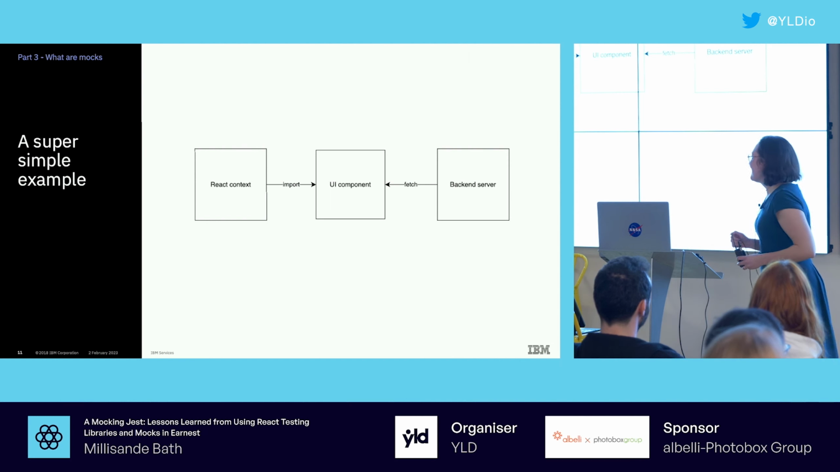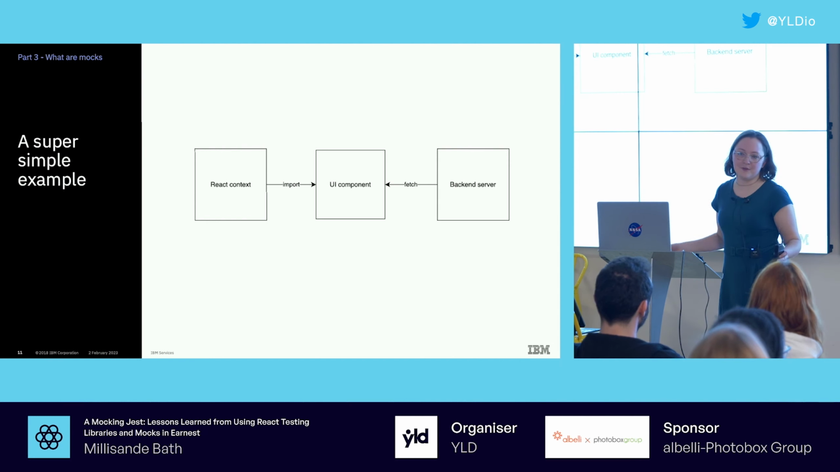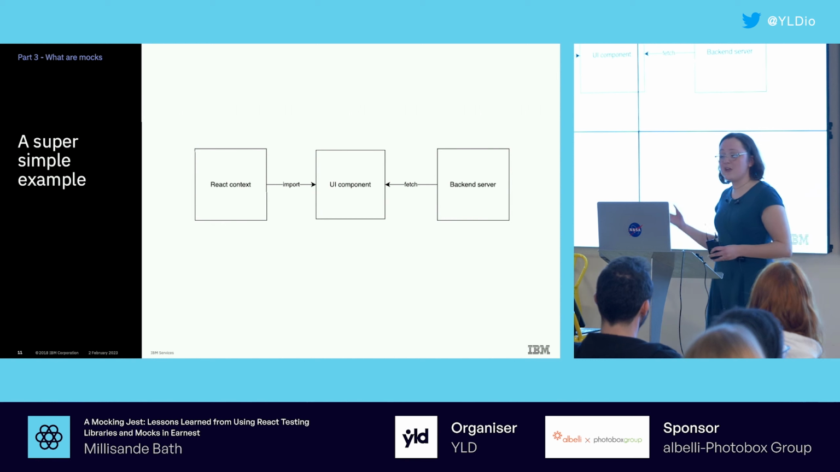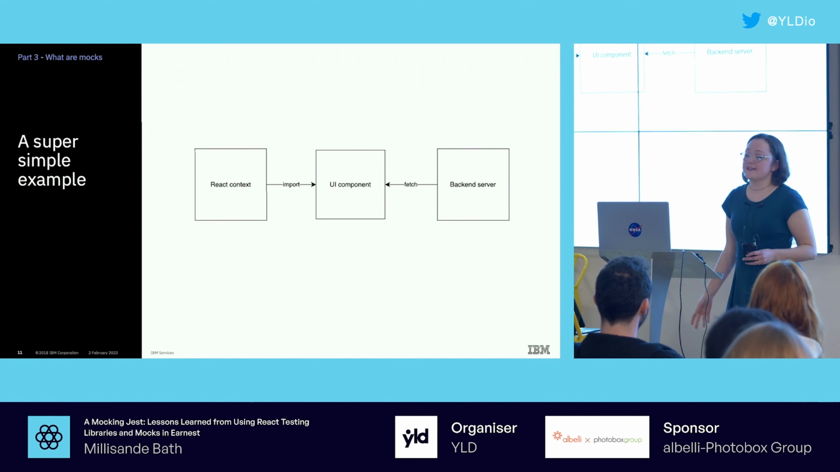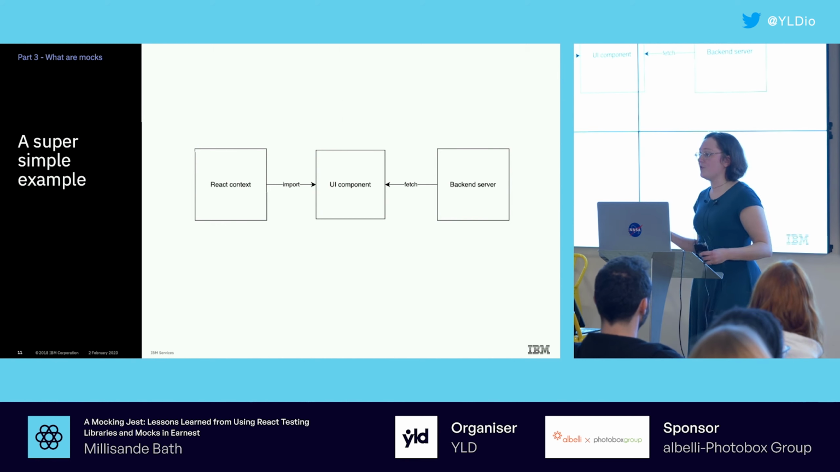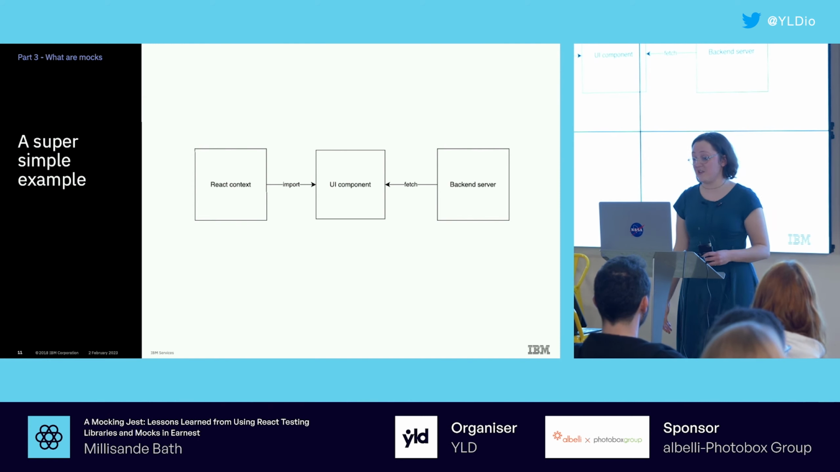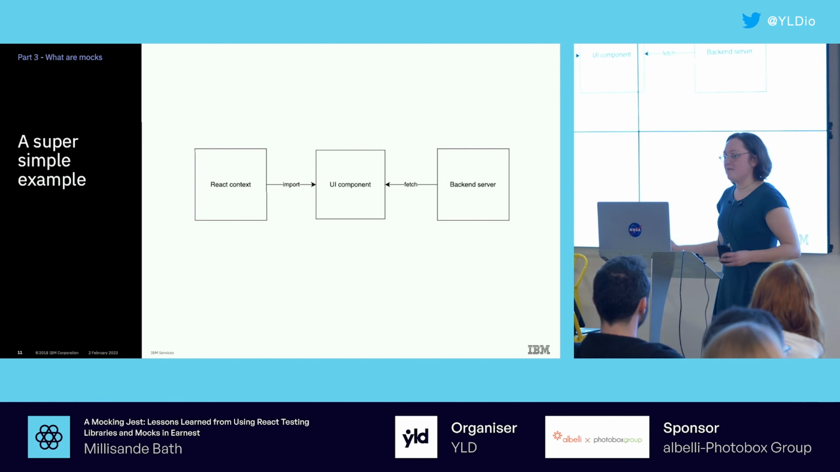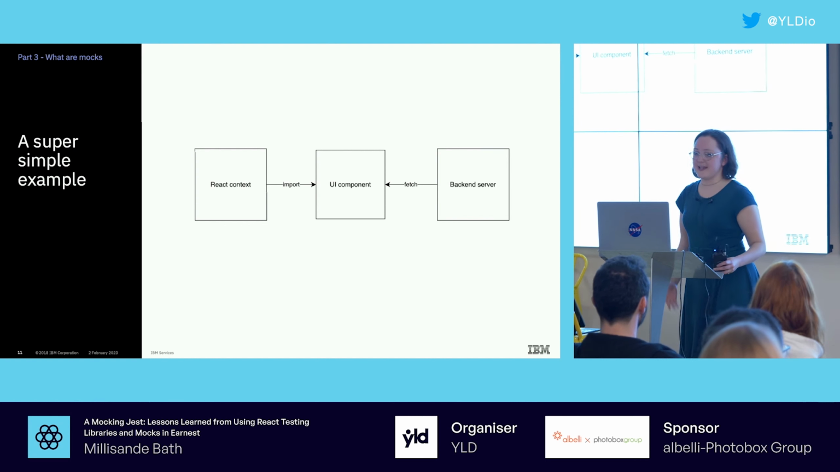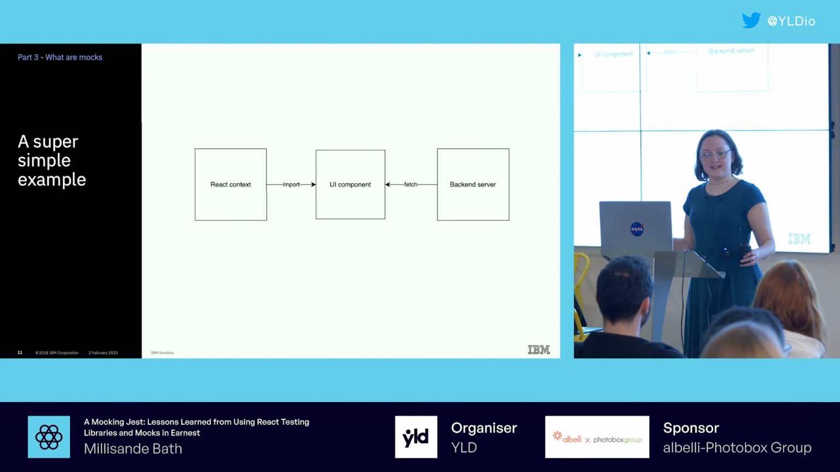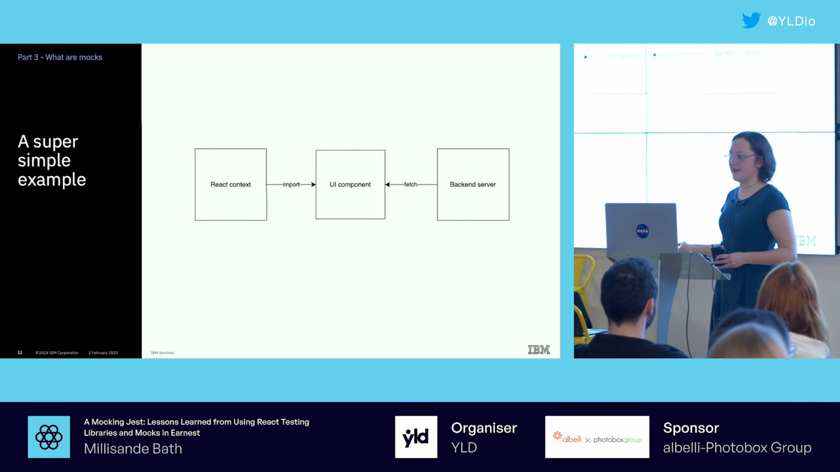So here is a very super simple example of your UI. So you've got a UI component. Maybe it's using some React context to share what the user's ID is, and then it's going to a backend to go and retrieve data about that user. Let's say you're running a test and your internet goes down. Suddenly, your UI component test fails because it can't connect to the backend server.